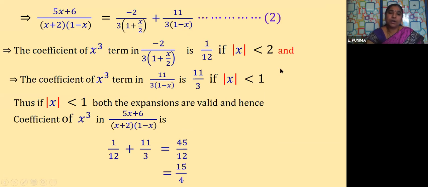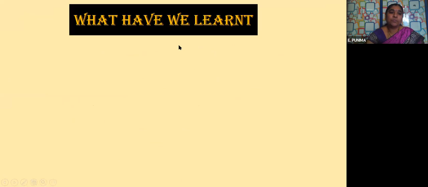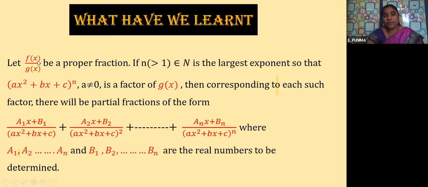Let us see what we have learned in today's class. First thing, what have we learned, children? If f of x by g of x is a proper fraction, and g of x is (ax square plus bx plus c) whole to the power of n, which means it is a repeated irreducible factor, then whatever the n value is, that many partial fractions we get.